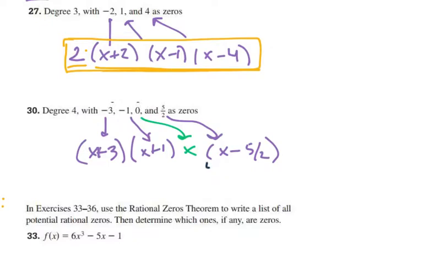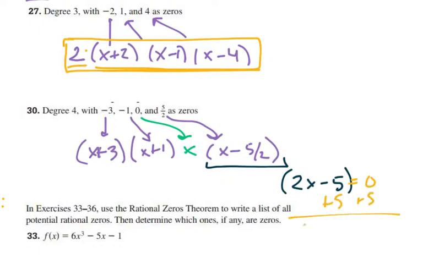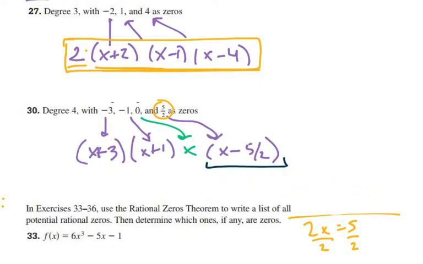The way the book will write this one is as 2x minus 5. The way they get that is because if this was equal to 0, you'd add a 5 to both sides, and then you'd divide by 2, and so you'd get a 0 of 5 halves, as they have. But you can always just keep it as the fraction if you don't want to go through how to rewrite that.